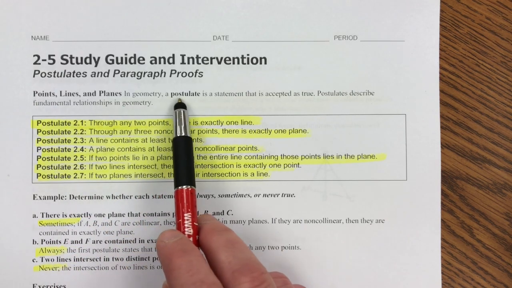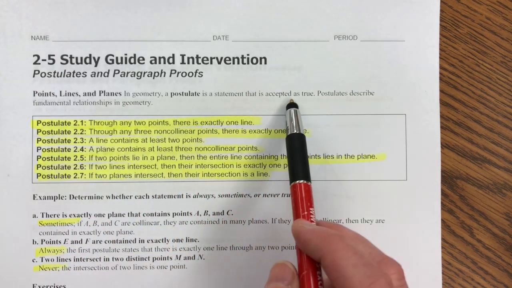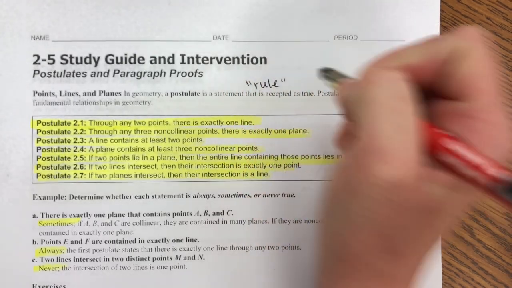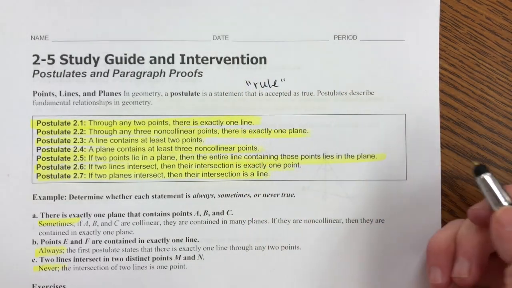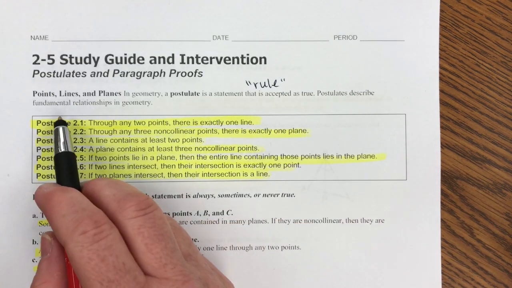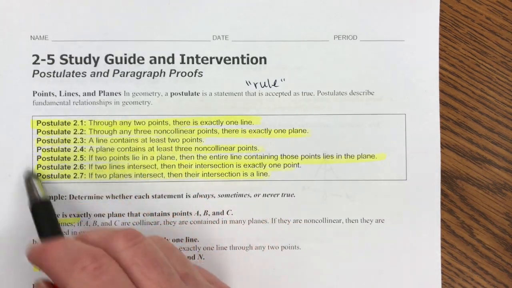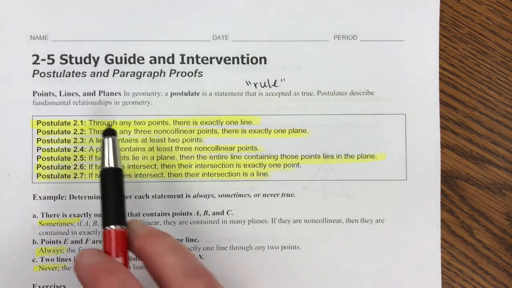So it says, in geometry, a postulate is a statement accepted as true. So it's like a rule. That's all you have to know. Don't worry about the word postulate. It's just a rule. Postulates describe fundamental relationships in geometry. All right, so here's our 7 rules that we're going to start off with.